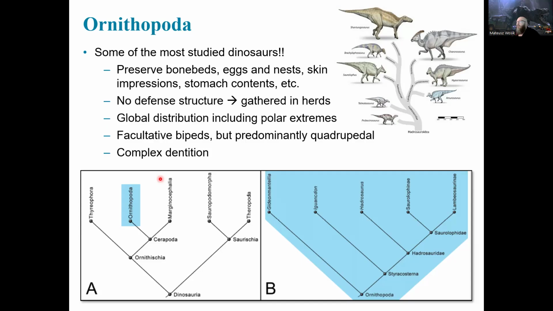They are some of the most studied dinosaurs that we have, and the reason for that is because they have a huge abundance of preservation. They preserve in massive bone beds, so we have huge populations of them, and we can identify demographics of these animals, not just a single T-Rex laying around in a rock in one place. We have eggs and nests of many of these different species. We have skin impressions, stomach contents, a whole slew of things that we very rarely have for all other groups of dinosaurs.